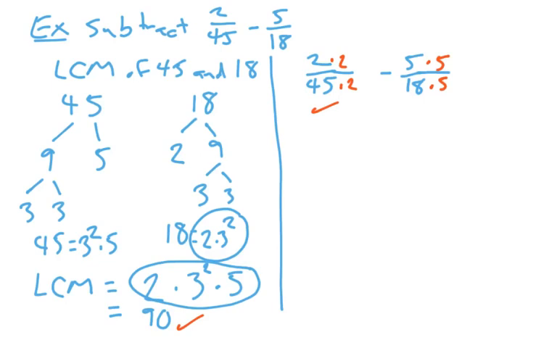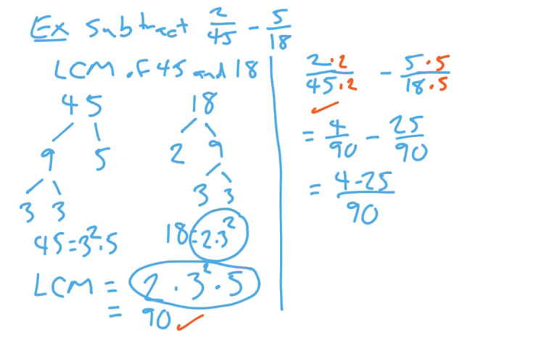Now, 2 times 2 is 4, 4 over 90. 5 times 5 is 25, 25 over 90, fantastic. I've got a common denominator, that's awesome. I can copy the denominator and subtract the numerators. Don't worry that you're going to get a negative number, that can happen. We're going to get negative 21 over 90.